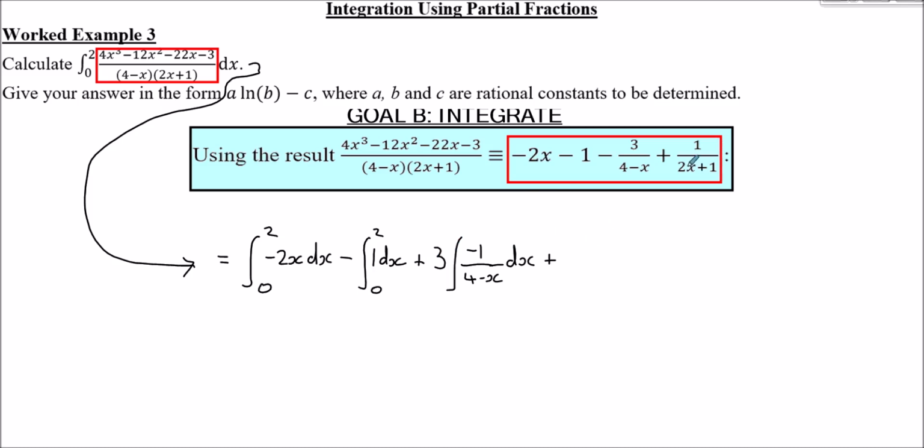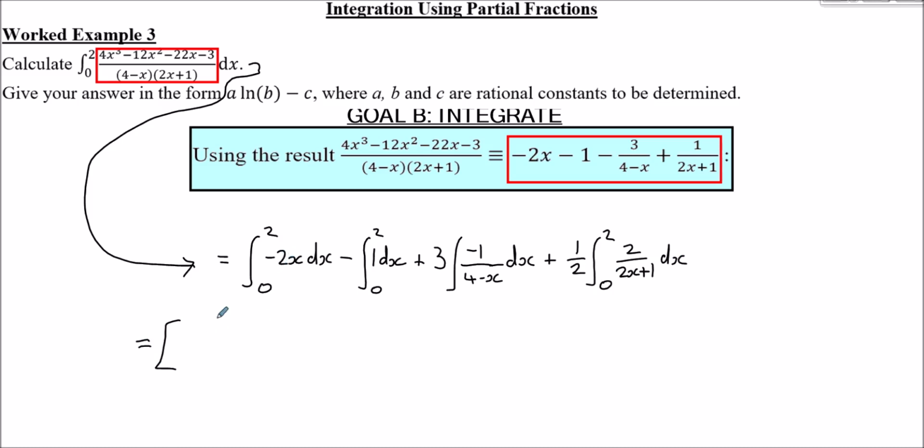In fact, here, the derivative of 2x plus 1 would be 2. But on this fraction, I've only got a 1. So I'm going to factorise out a half this time. Then say it goes from 2 to 0 of 2 lots of 2x plus 1 dx. So now, it's all between 2 and 0.